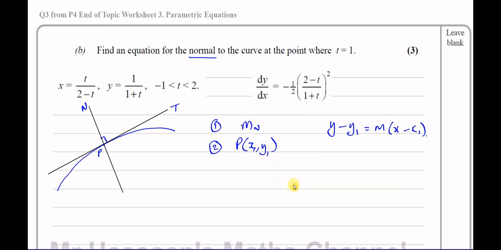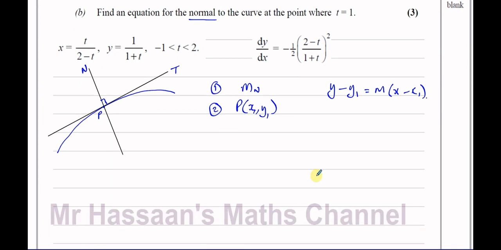So that's what we need to do. We need to find a point on the line. So let's do that first. Let's find a point on the line. We know that we want to find the normal to the curve at the point where t equals 1. So when t equals 1, we can see that x will be 1 over 2 minus 1, which is 1.